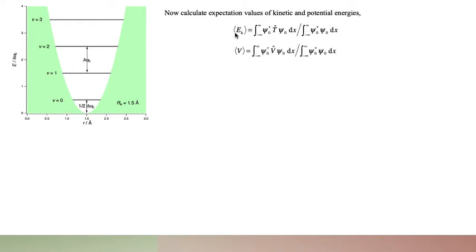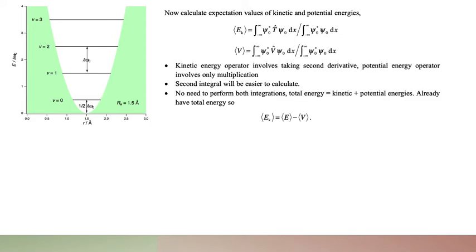Now, let's calculate the expectation values of the kinetic energy and the potential energy. The formula is going to look very much the same type of formula there, but now we have to substitute in the appropriate operator for kinetic energy or potential energy. Which one of these should we calculate first? We don't have to calculate all three because we already have the total energy, and we know that the total energy is equal to the sum of kinetic and potential energy. So if we calculate any other one of these two, we can calculate the third by difference.